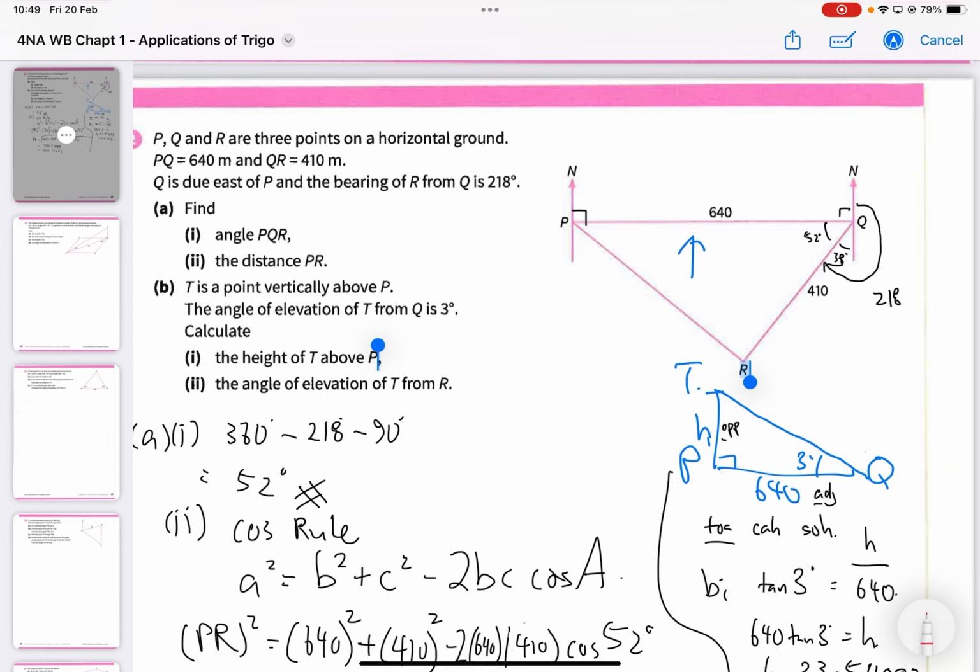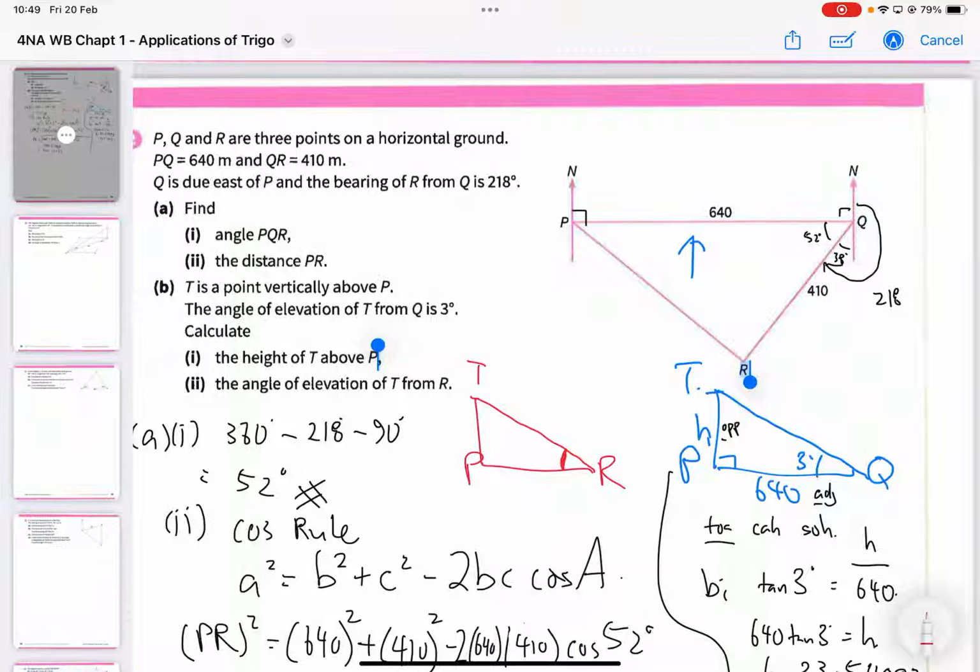So I need my P, I need my R, then T is still sticking out from the ground. Okay? Then if I join T and R, then I will be able to find the angle of elevation. So it will be from here, like that, going upward. Here. Like that. Okay? So it is now this right angle triangle.